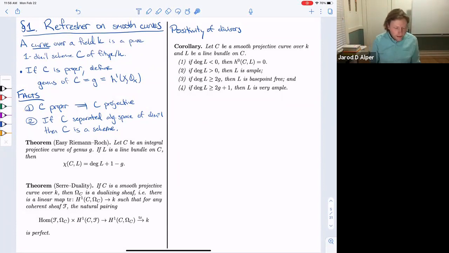And the second fact here, I haven't proven this, and I don't think I'll even use it, but it's nice to know that if you replace scheme in the definition of a curve with an algebraic space, it doesn't change as long as it's separated. So if you have a separated, pure, one-dimensional algebraic space, then it's automatically a scheme.